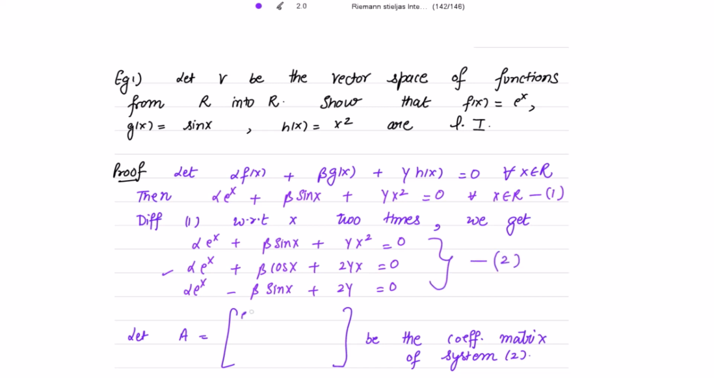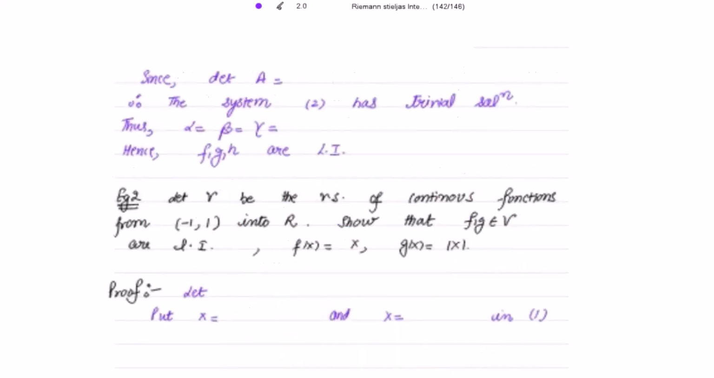So we get e^x, e^x, e^x. And then it is sin x, cos x, negative sin x. And then I'm having x^2, 2x, and then 2. Right? Okay. Now just take the determinant, and this determinant comes out to be, please check that.